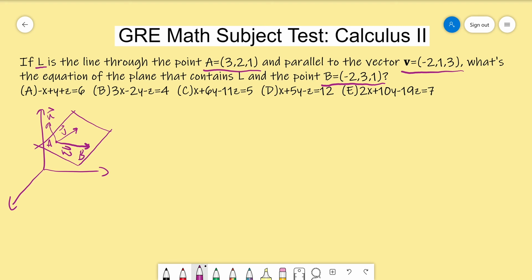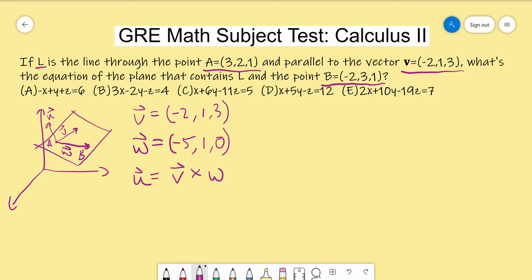So let's see. V is our vector, -2, 1, 3. W is going to be the vector between A and B. So let's see, that's going to be -2 minus 3 is -5. 3 minus 2 is 1. And 1 minus 1 is 0. And then U is going to be the cross product of V and W.